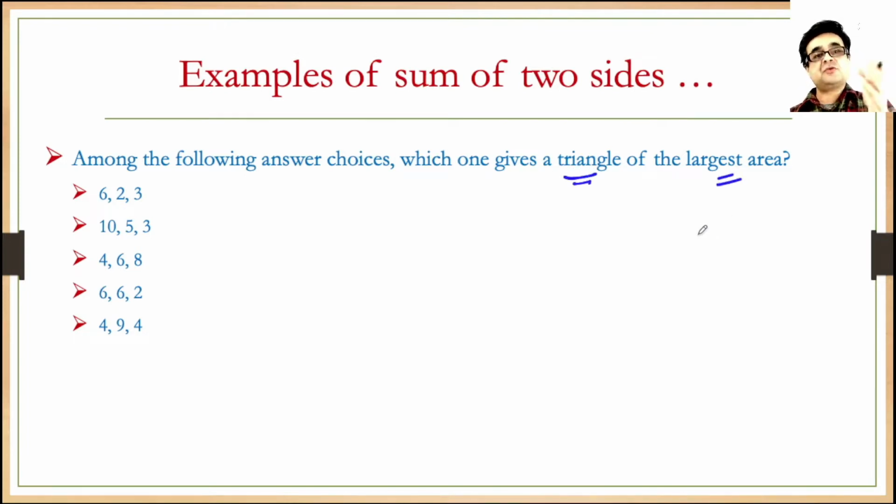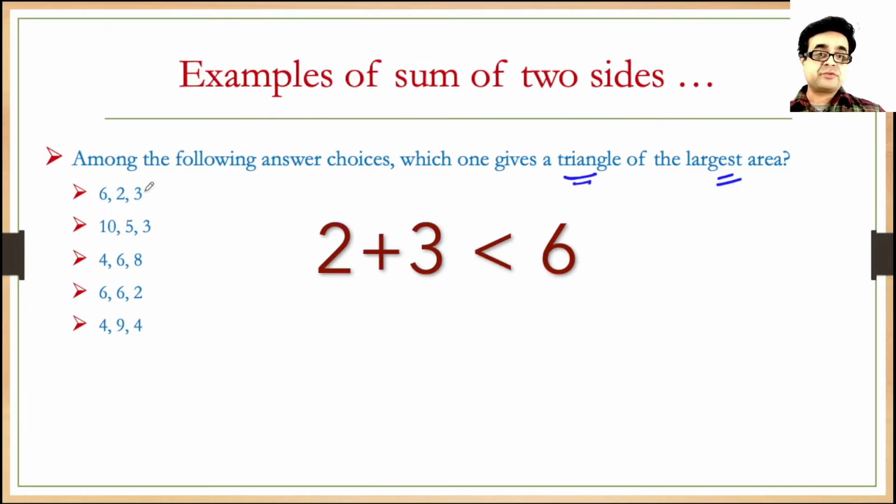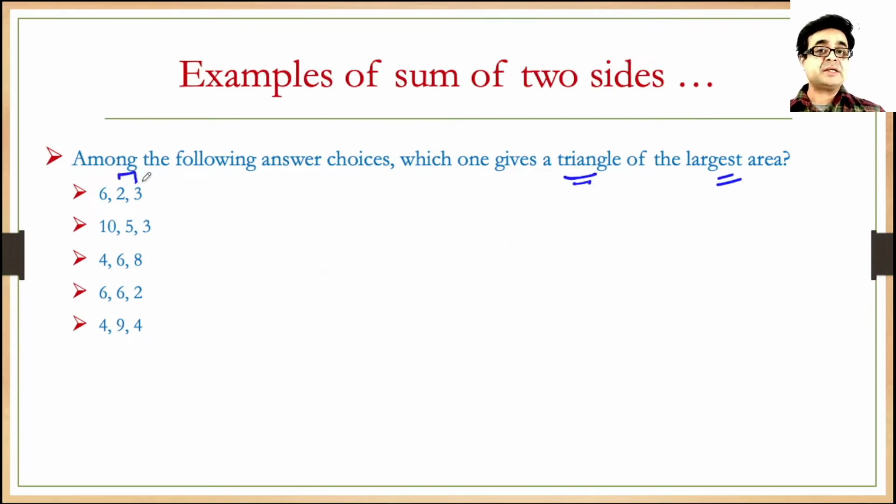First of all, it has to be a triangle, because there are apparently answer choices which are not triangles, and it also has to have the largest area. So 6, 2, 3 is not a triangle. Why? Because the sum of two sides has to be greater than the third side in a triangle. Here, 2 plus 3, which is 5, is less than 6, so it is less than the third side. So this is not a triangle. Similarly, 5 plus 3, which is 8, is less than 10. This is not a triangle.